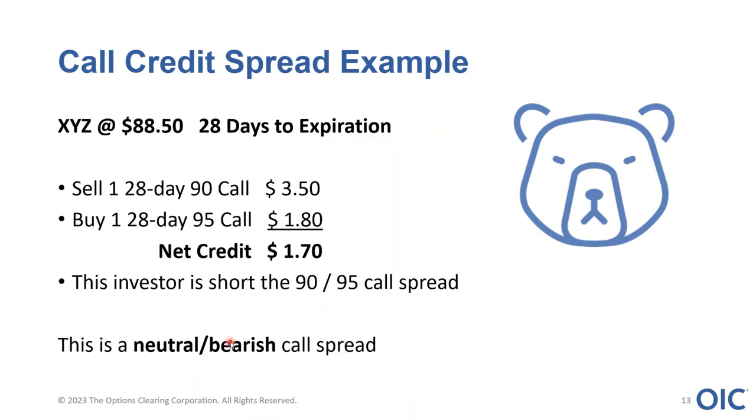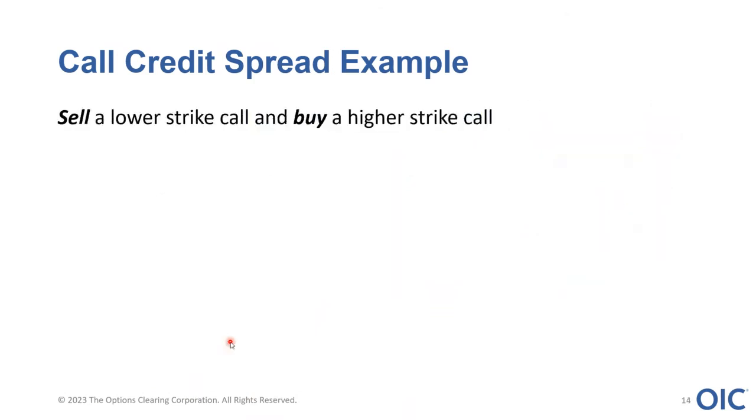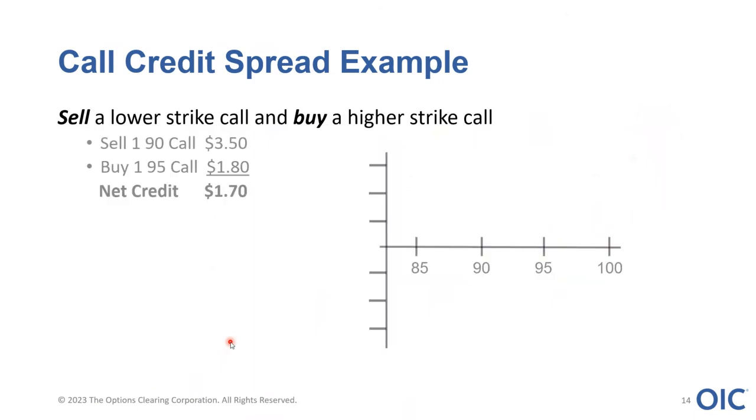Let's take a look at what it looks like a little bit more closely. You're selling that lower strike call and you're buying the higher strike call. That's different than the 80-85 we just talked about. This is the 90-95, the call credit spread example that we're going to stack on top to create that call condor. Again, these are your prices. The 90 call is trading $3.50. The 95 call is trading $1.80. Your net credit that you get to take in when you sell this spread is $1.70. Let's build it from the ground up.